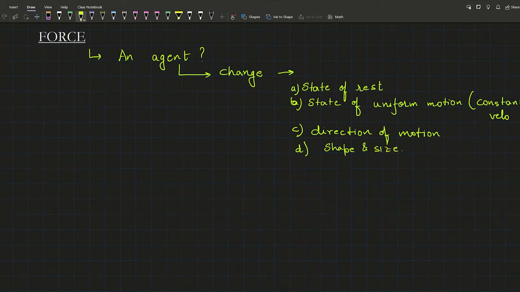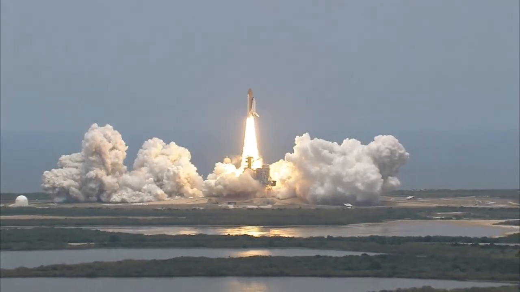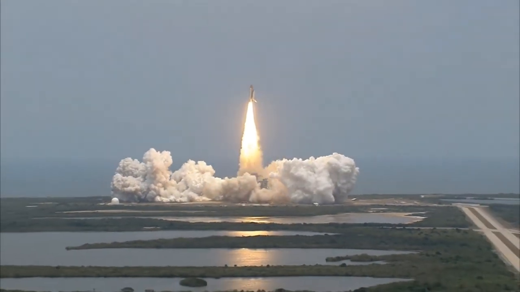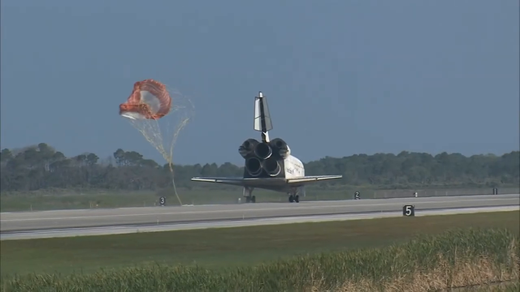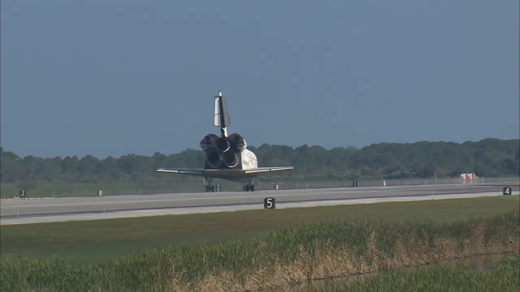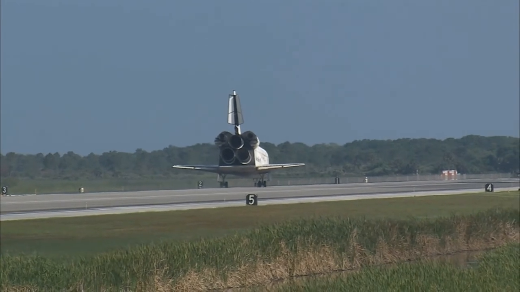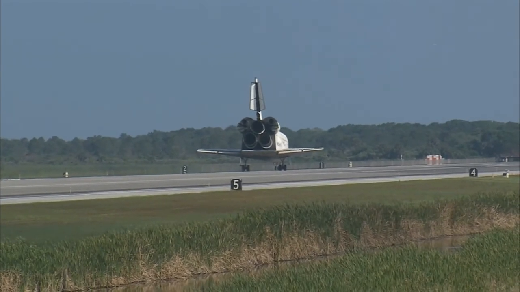Force is an agent. Agent of what? Agent of change. Change of what? Change of either the state of rest, for example, rocket launching. When the rocket is standing at the launch pad and you lift it up, there must be some force required to lift it up. That is, we are changing the state of rest of the rocket. Then state of uniform motion: let's say a plane was flying, and then it has to land and eventually stop. So the state of uniform motion gets changed, and again you need some force there as well.